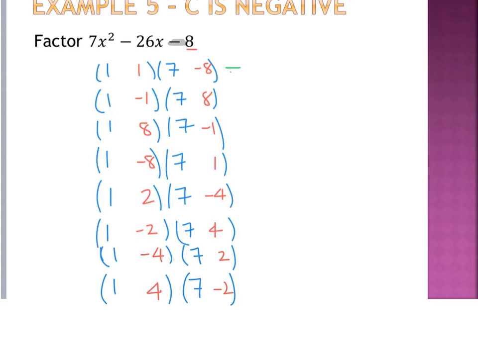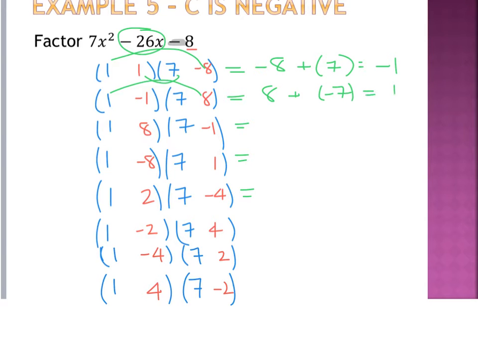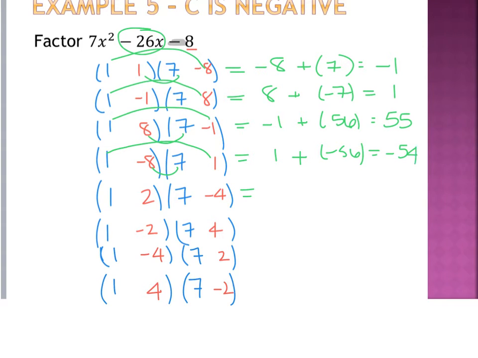Now I'm going to go ahead and look at my products and sums and see if I can get that middle term of -26. So here I have 1 times -8 is -8, plus 1 times 7 is 7, and this is going to give me -1. Here I have 8 plus a -7, which is going to give me a +1. Then I have -1 times 1, which is a -1. And then here I have 8 times 7, which is 56. So this will give me a +55. And then if I go to the next one, I have a +1 plus a -56. So I have a -54.